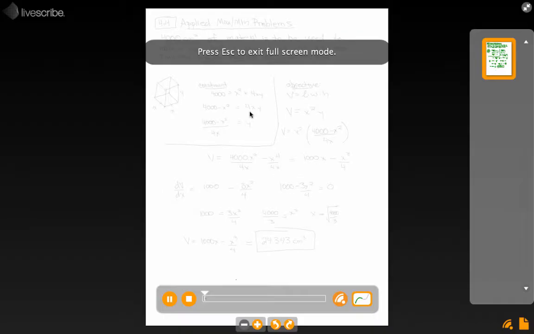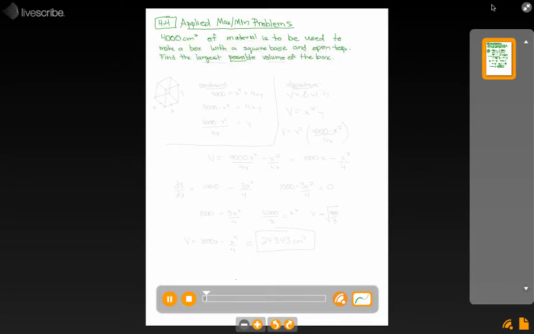This comes out of section 4.4, Applied Max-Min Problem. Used to make a box with a square base and an open top. Find the largest possible volume of this box.